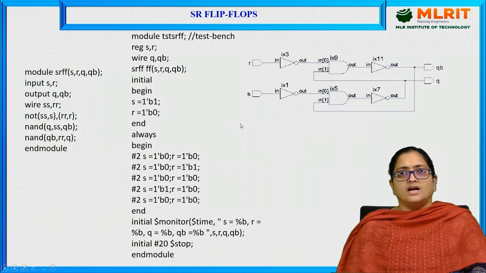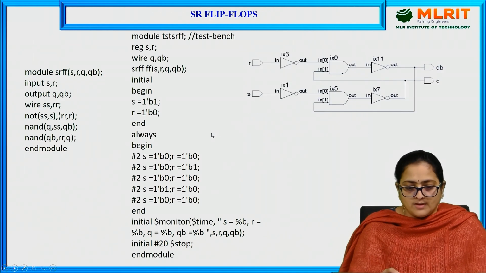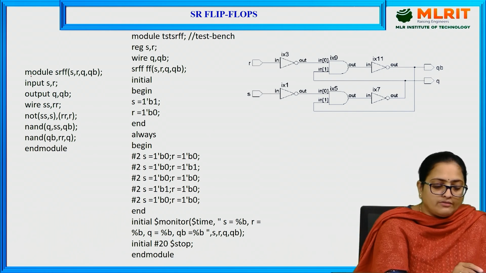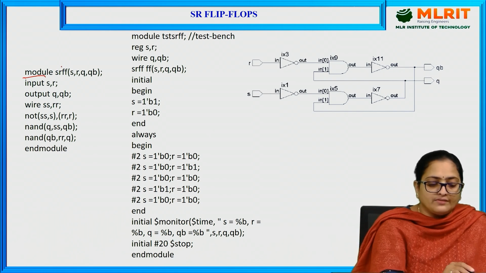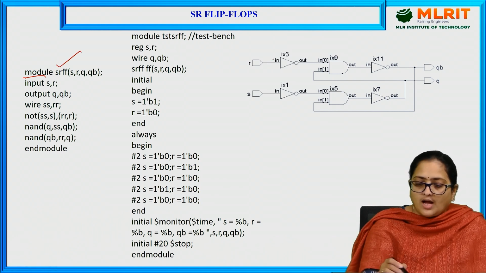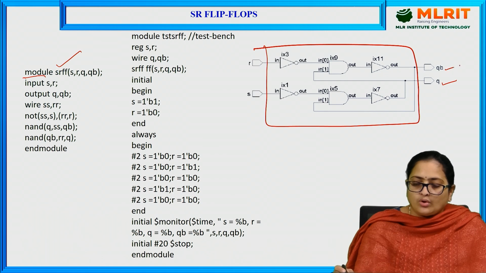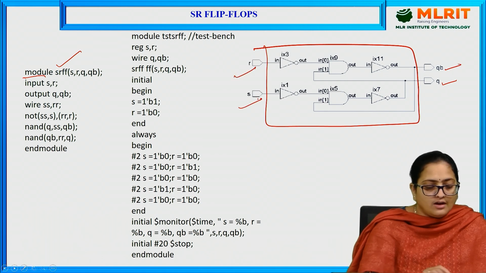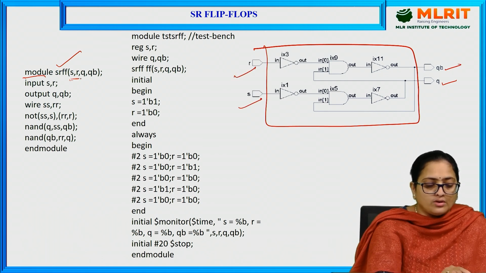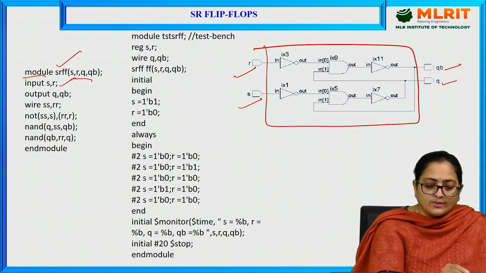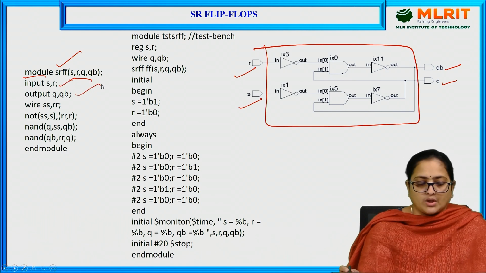Next we'll see a simple SR flip-flop. So this is the circuit for a simple SR flip-flop. The Verilog code starts with a module given the name SR flip-flop, and for this module the outputs are given as Q and Q bar, and the inputs are given as R and S. So the port list has been defined as R, S, Q and Q bar, with inputs declared as S and R, and outputs declared as Q and Q bar.